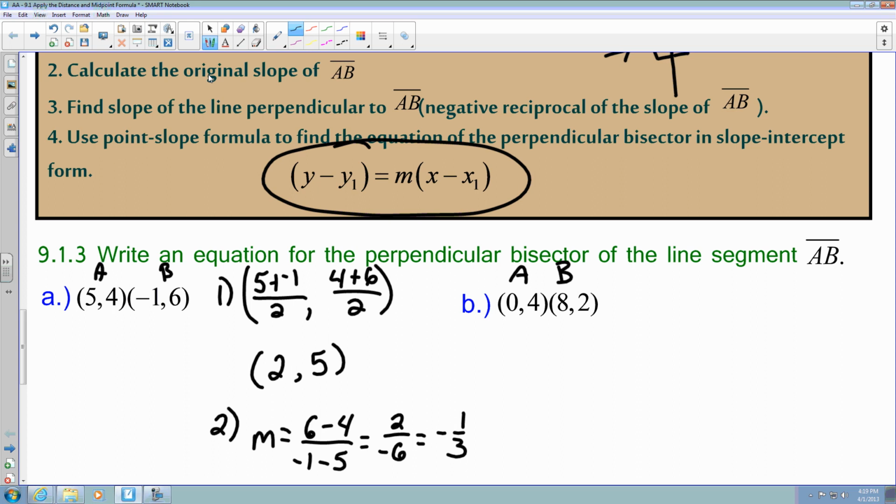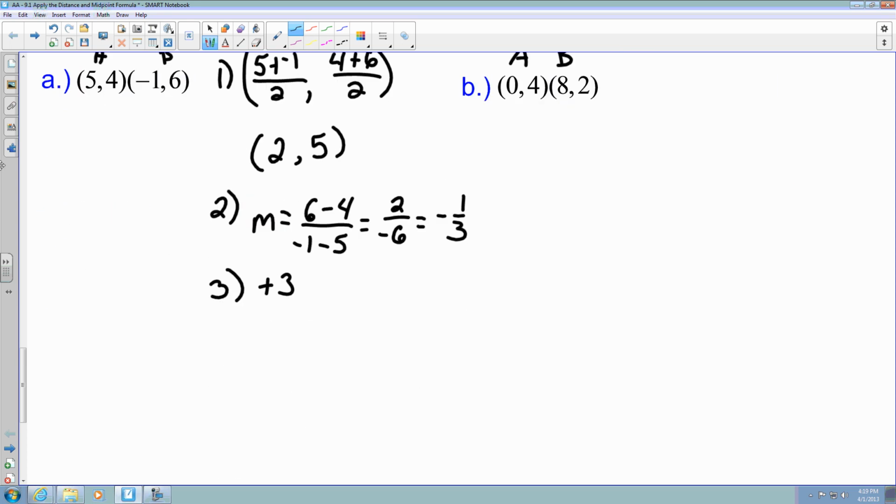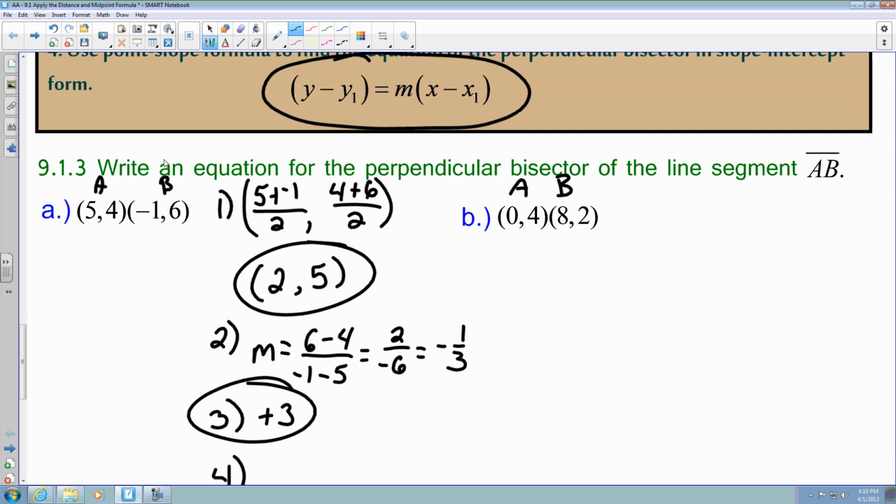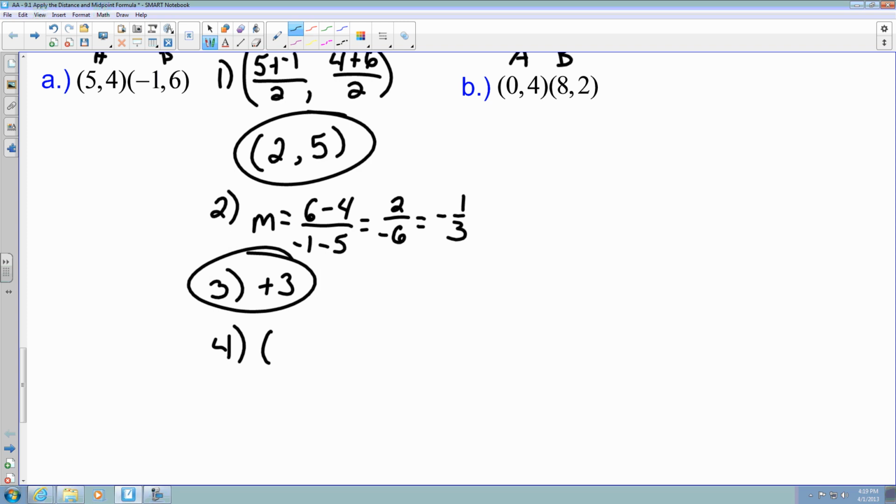And then the last step is to use point slope form to find the equation. What we're going to do is the point we're going to use is the midpoint, and then we're going to use the slope here to help us find that equation. So if I go y minus y1, well, y1 here is 5, equals the slope, which is 3, times x minus x1, which would be 2 in this case. So now I have this in point slope form.